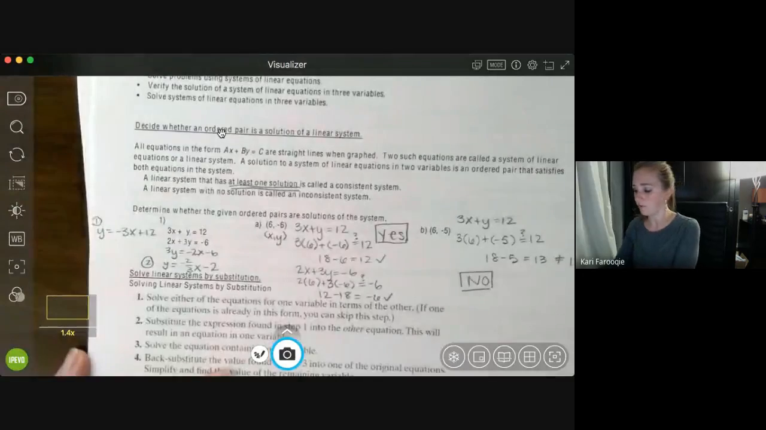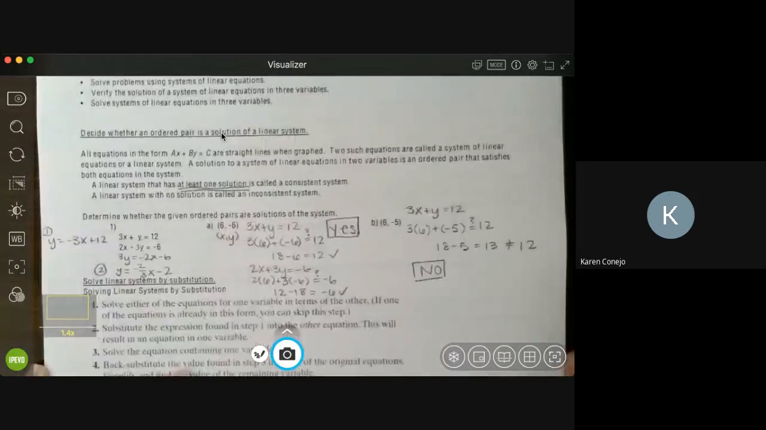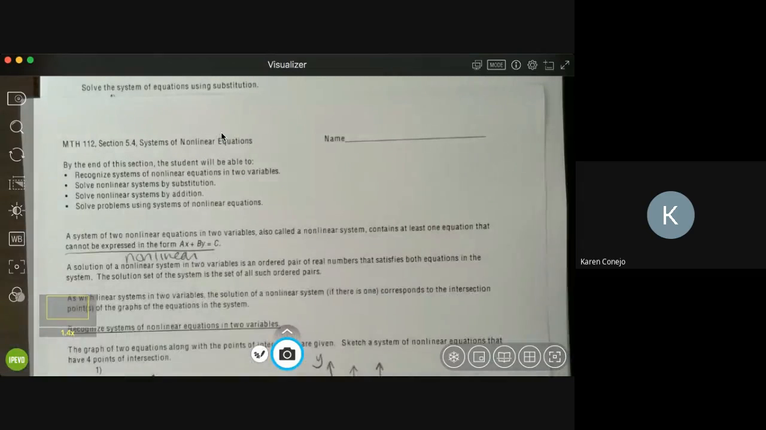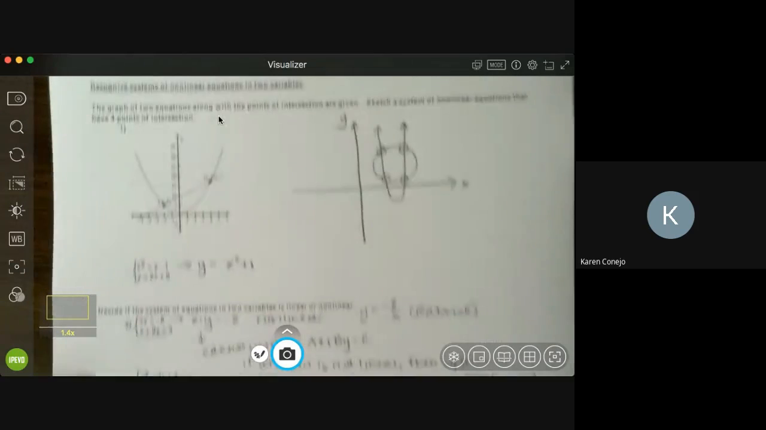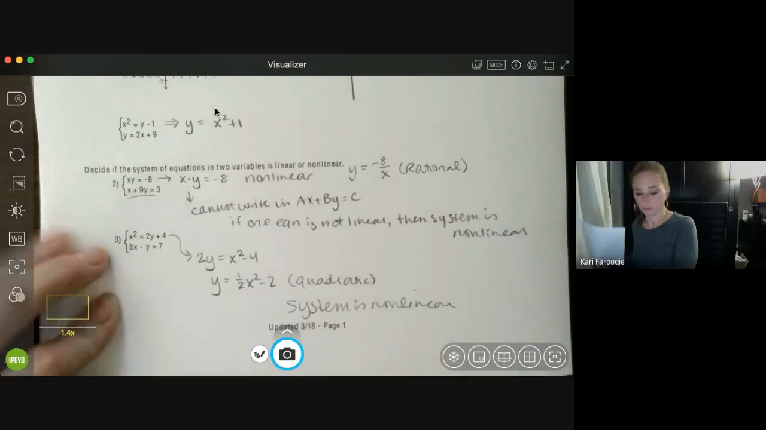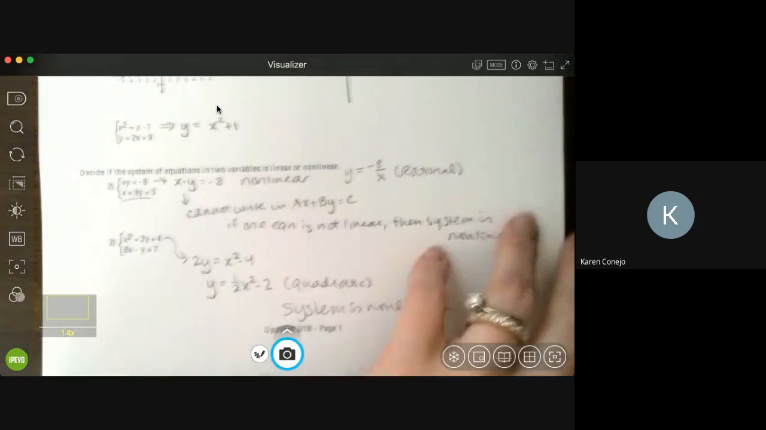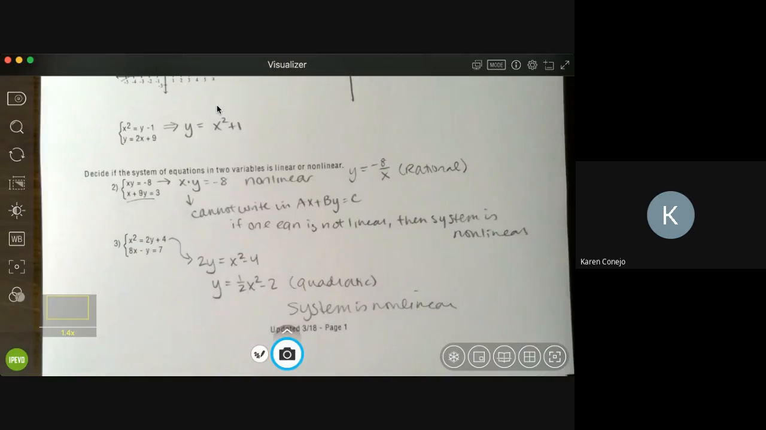I have a question. Oh, yes, go ahead. For the last page we were on in our notes, for number 3, to see if the answer was linear or nonlinear, I was confused how you figured that out. You solved the equation for y, but I thought you had to figure out if it was equivalent to ax plus by equals c.